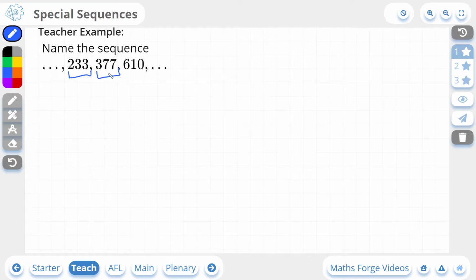30 to 70, we get another 100, which makes the total 600, and 3 plus 7, which is 10. So the total now becomes 610. So if I add these 2 together, it gets me the next term. This is the Fibonacci numbers. And if we check our answer, there it is.